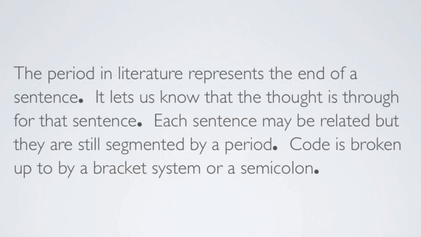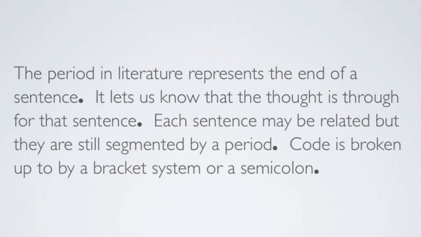It lets us know that the thought is through for that sentence. Each sentence may be related, but they are still segmented by a period. Code is broken up by the bracket system or a semicolon. Even though these thoughts are related, each time we see a period, we know that sentence is over with. And with code, we know the line is over with either a semicolon or else it uses a bracket system. Which one we're using will depend on the punctuation.